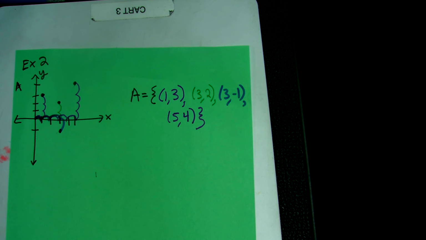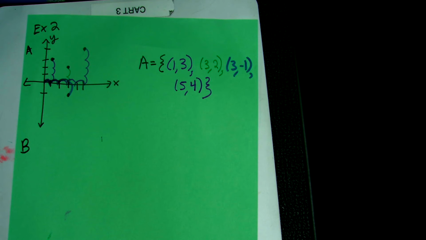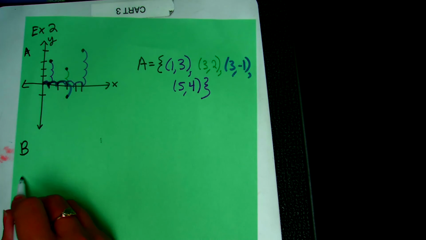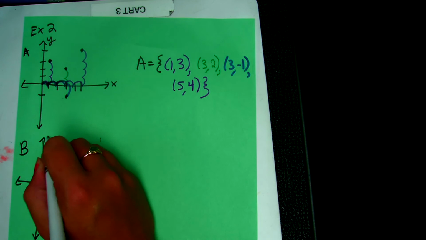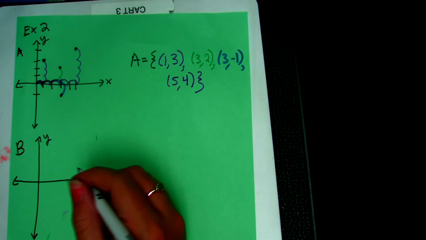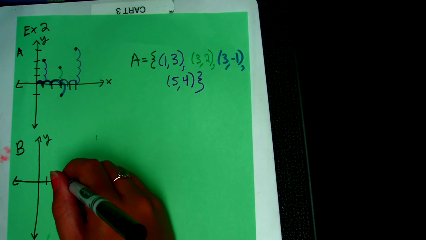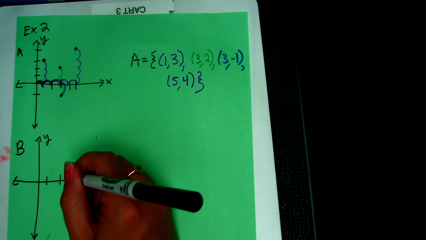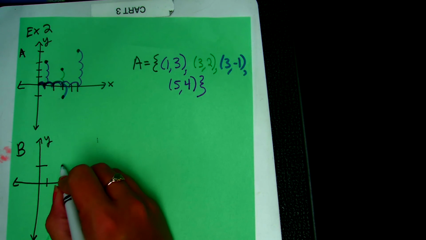So let's try one that's very similar to that. We're going to do graph B. And graph B looks like this. We have a coordinate plane with a y and an x-axis. And it looks like we have a point here at 2, 1, and then another point at 3, 1.